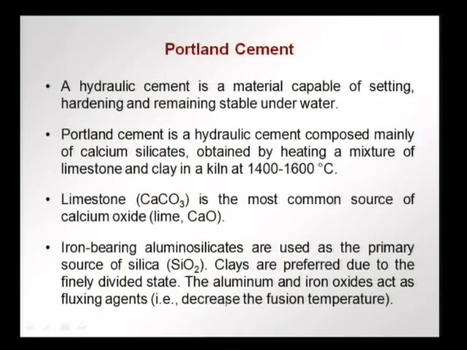What is cement? Cement is a hydraulic material, that is, it is capable of setting, hardening, and remaining stable under water. Portland cement is a hydraulic material. It is composed mainly of calcium silicates, and this is obtained by generally heating a mixture of limestone and clay in a kiln at about 1400 to 1600 degrees Celsius.